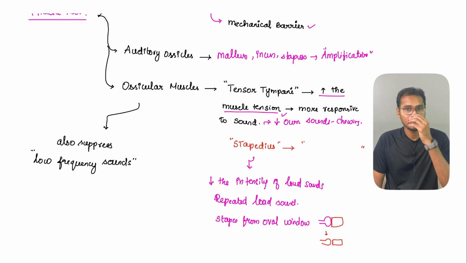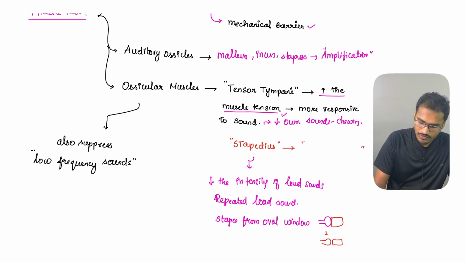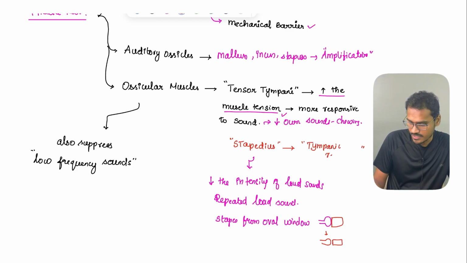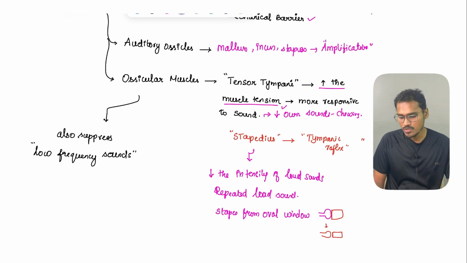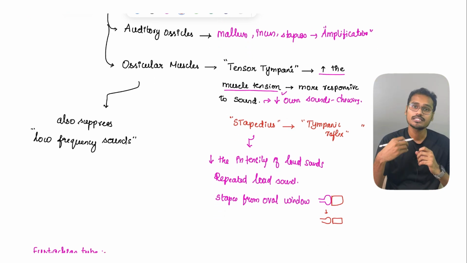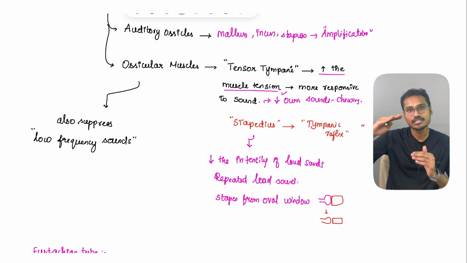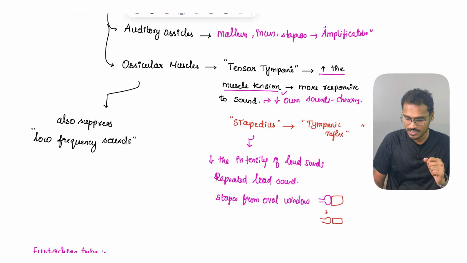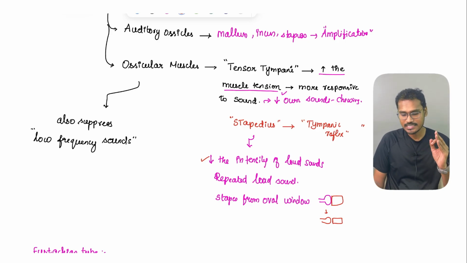And next comes the stapedius muscle. The stapedius muscle is also very, very important. It is going to perform one important reflex, which is also called the tympanic reflex. Whenever there is a loud and continuous sound, what we generally do is obstruct the ear, but sometimes without obstruction also, the sound's intensity is decreased. How does this happen? Because this beautiful muscle, the stapedius, decreases the intensity of loud sound.